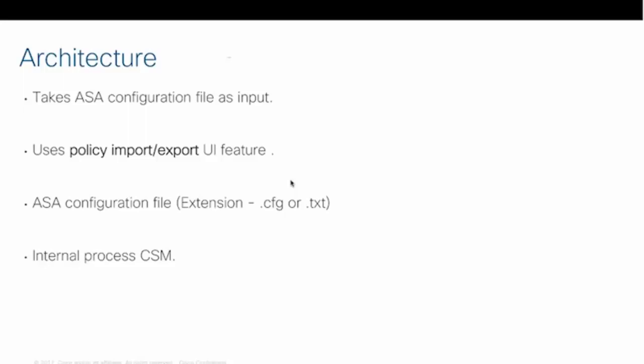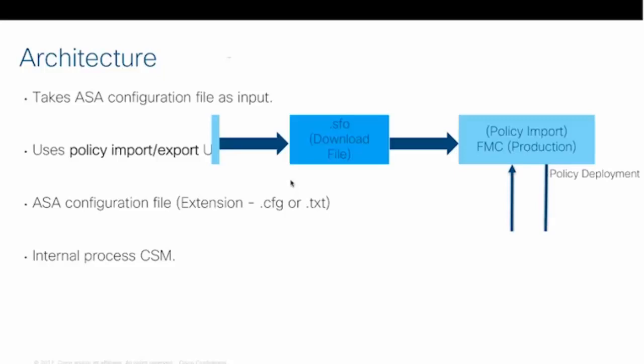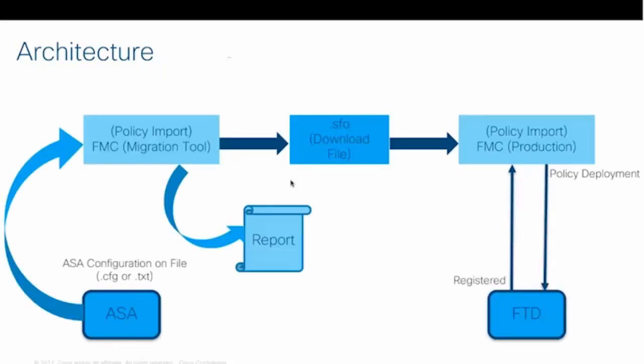So once we have the configuration file from ASA in .cfg or .txt format, then we can feed it to the migration tool using the policy import feature. So here is an architecture diagram for the process. As you can see in the diagram, the migration tool will take the ASA configuration file in .cfg or .txt format, which can be uploaded into the migration tool using the policy import functionality which was discussed earlier.